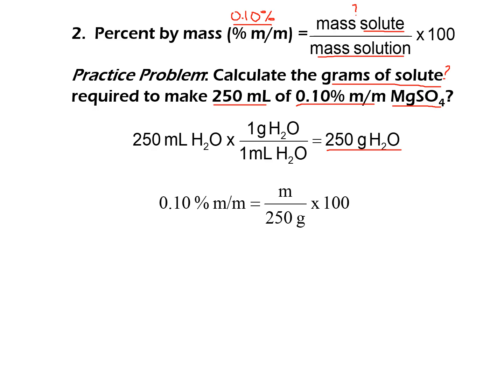So here's what I want you to do. I want you to take a couple of moments, pause this video. I want you to solve for M. Now remember, the units are all going to work themselves out, so don't worry about what the units are. So you've got 0.1 on the left. Don't worry about the percent MM, that's just the unit. That equals M, that's my unknown, over 250. Don't worry about the G, that's just the unit, times 100. So it's 0.1 equals M over 250 times 100.